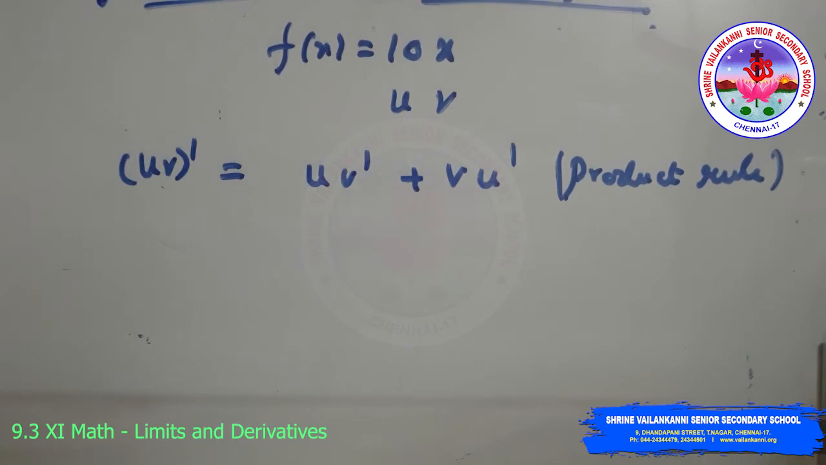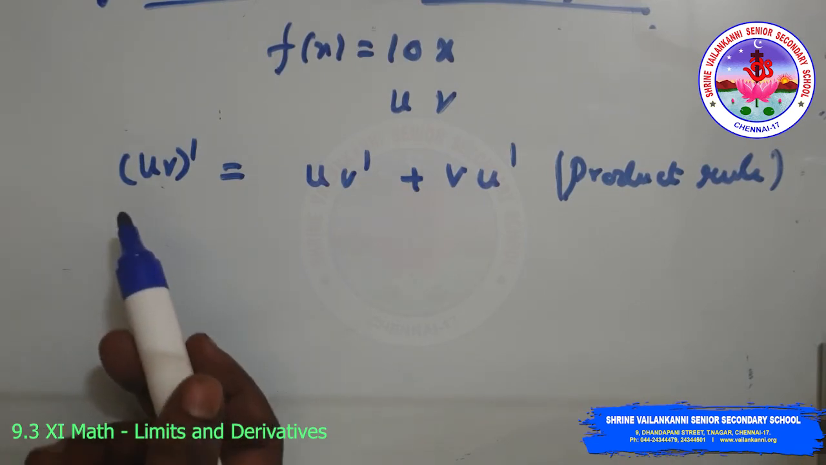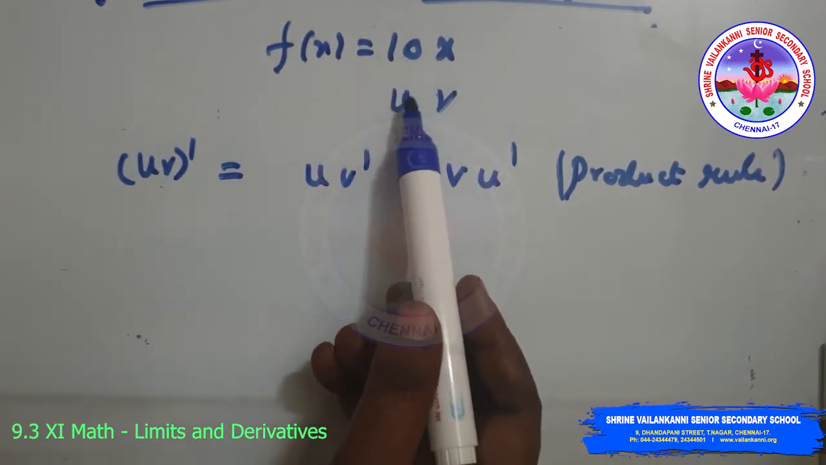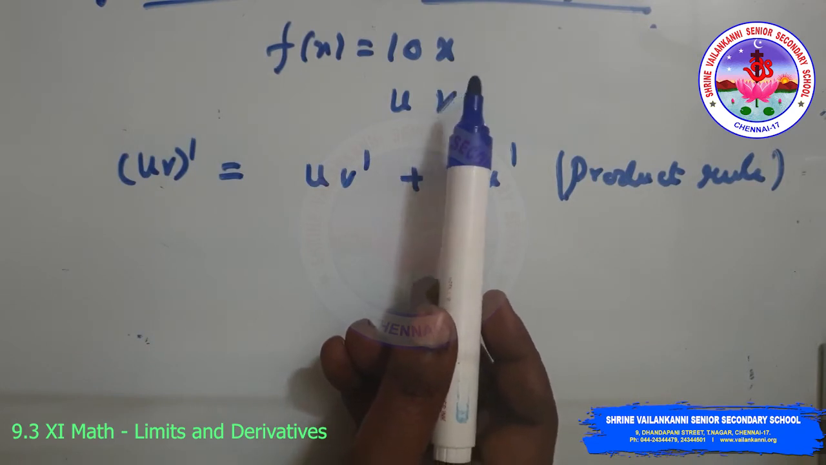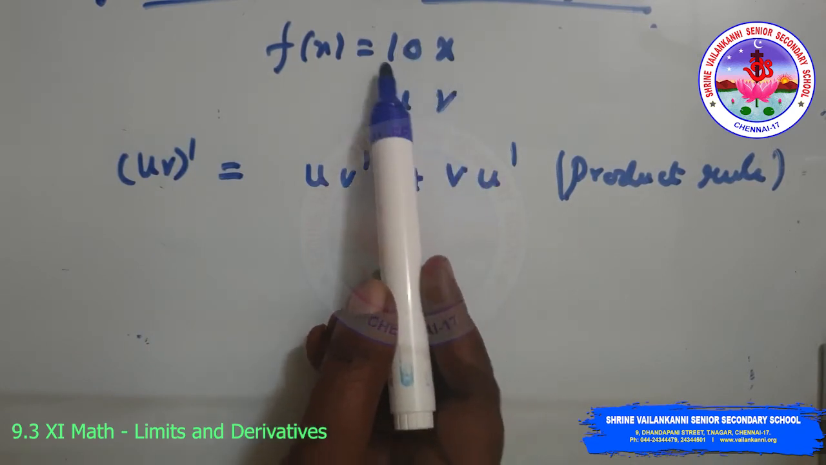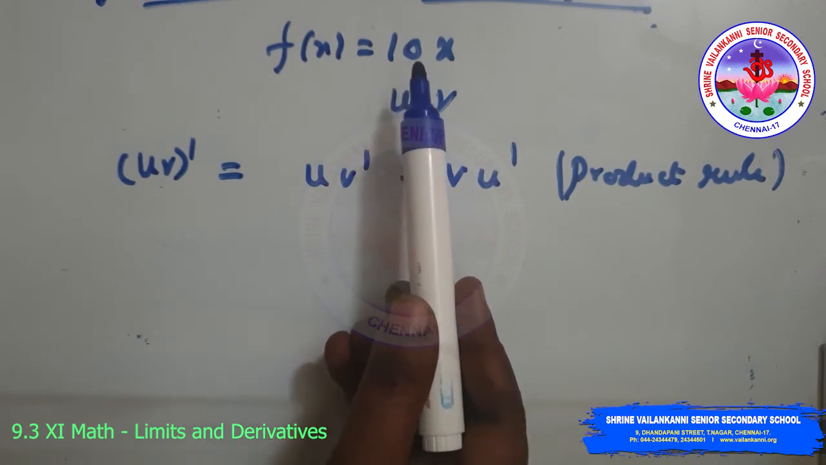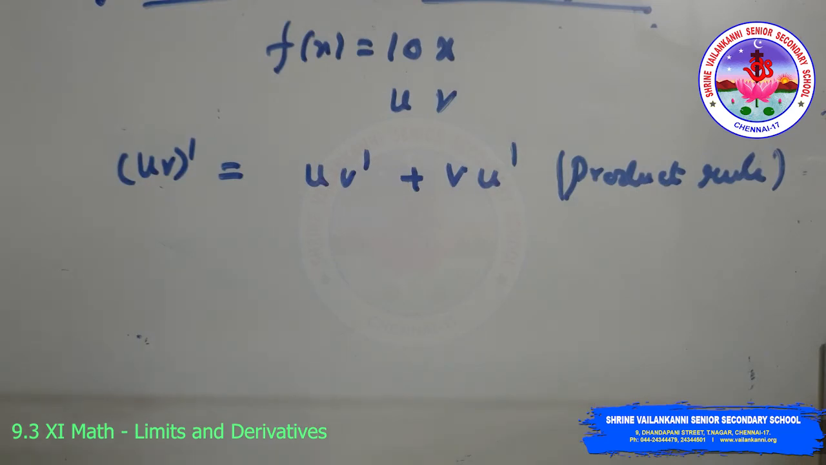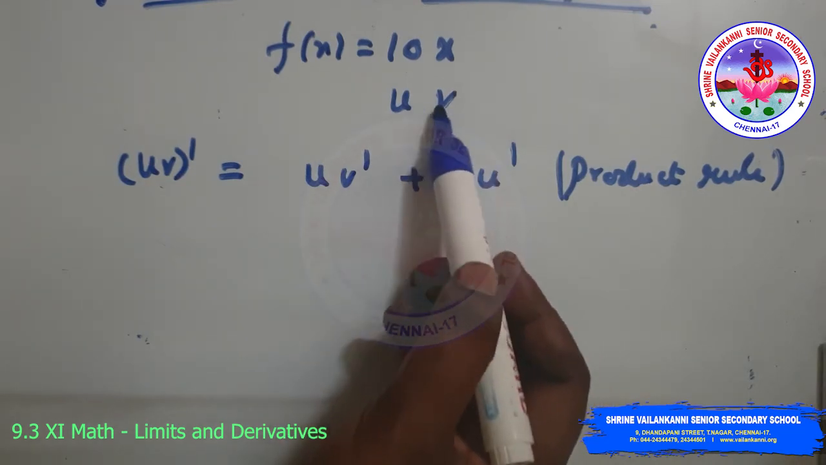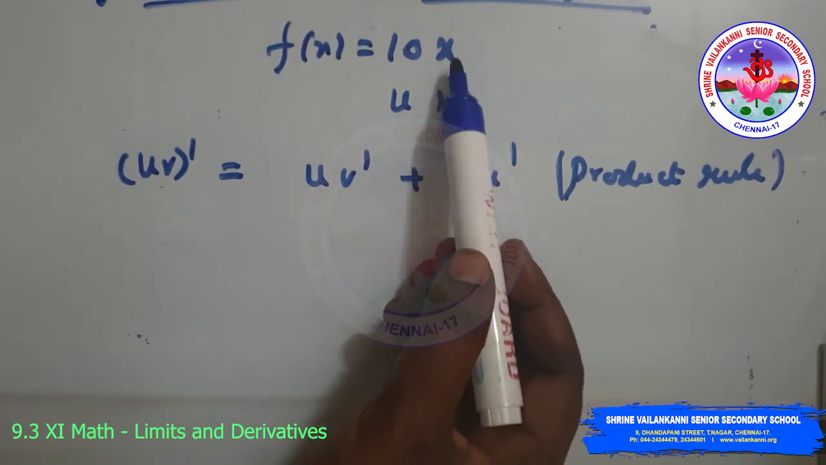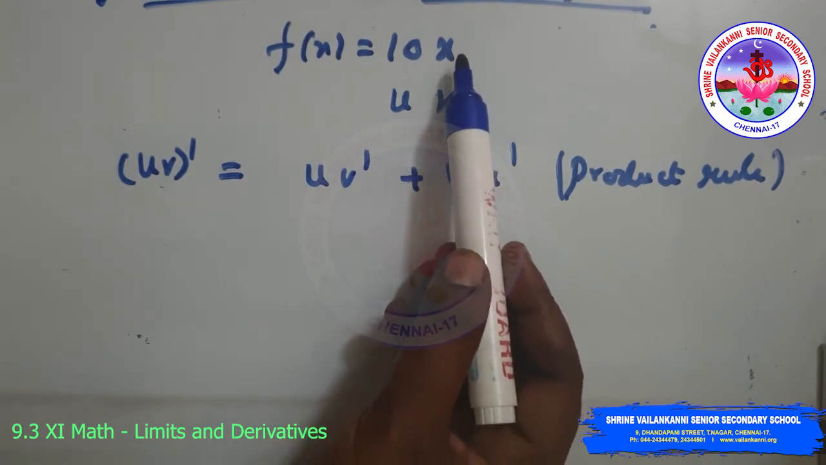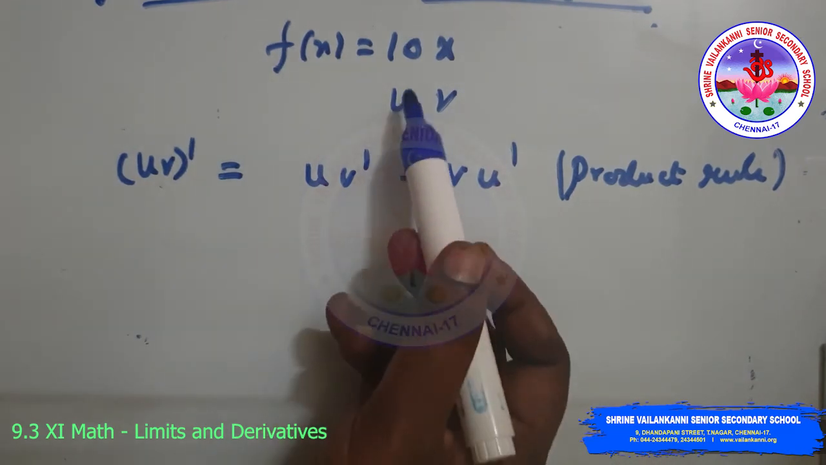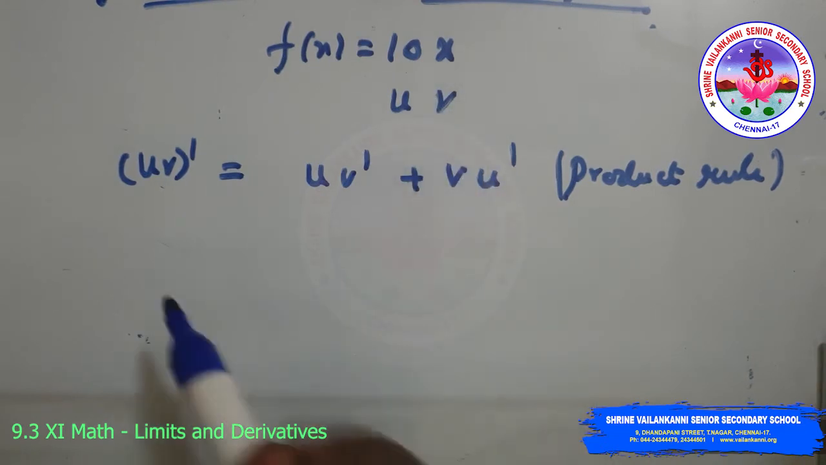We note that this limit may be evaluated using the product rule. Right? F of x equal to 10 into x. So 10 we can take as u and x as v, where u is a constant function. Here 10 is a constant function. When we differentiate 10, it is 0. Also, the derivative of v, that is d by dx of v, is d by dx of x, which is 1. Here u is 10 and v is x.